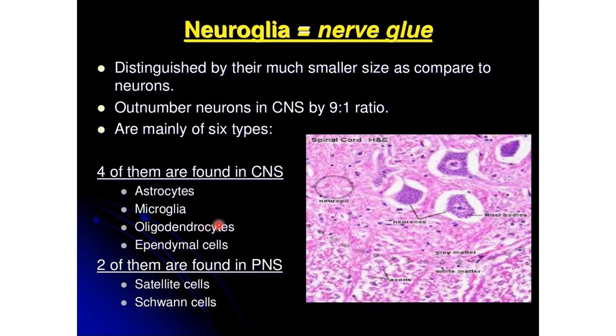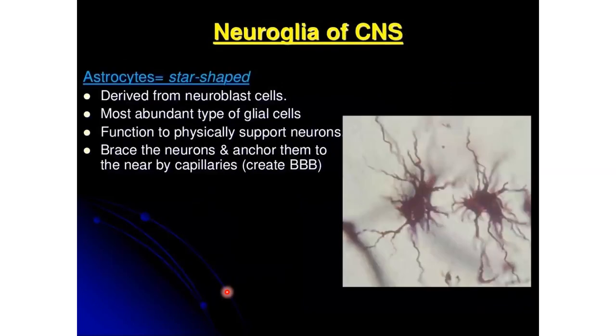Now let us see the role, contributions, significance, and morphology of these individual glial cells. What is the morphology of astrocytes, microglial cells, oligodendrocytes, ependymal cells, satellite cells, and Schwann cells? These glial cells form the blood-brain barrier. They fill the gap between brain and blood. They connect blood to the brain, and the mediators of that connection are the glial cells. So they play a vital role in the blood-brain barrier.